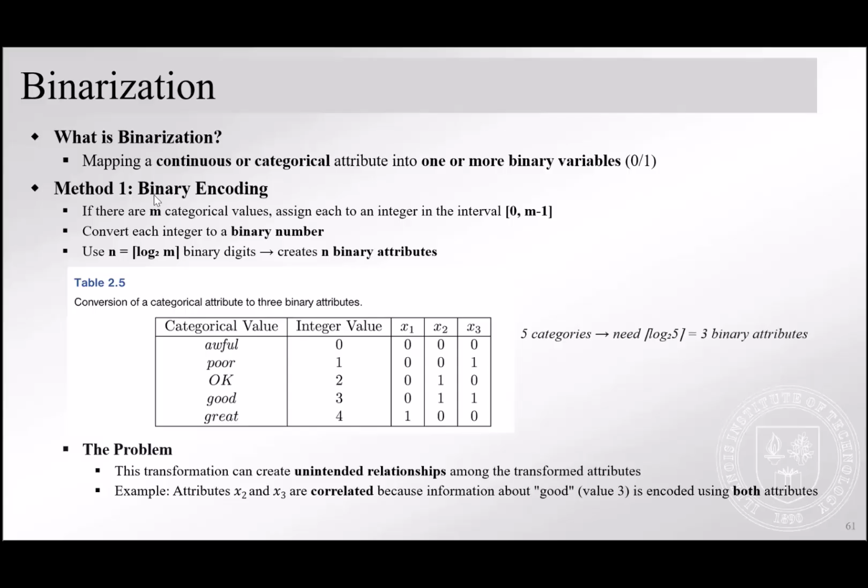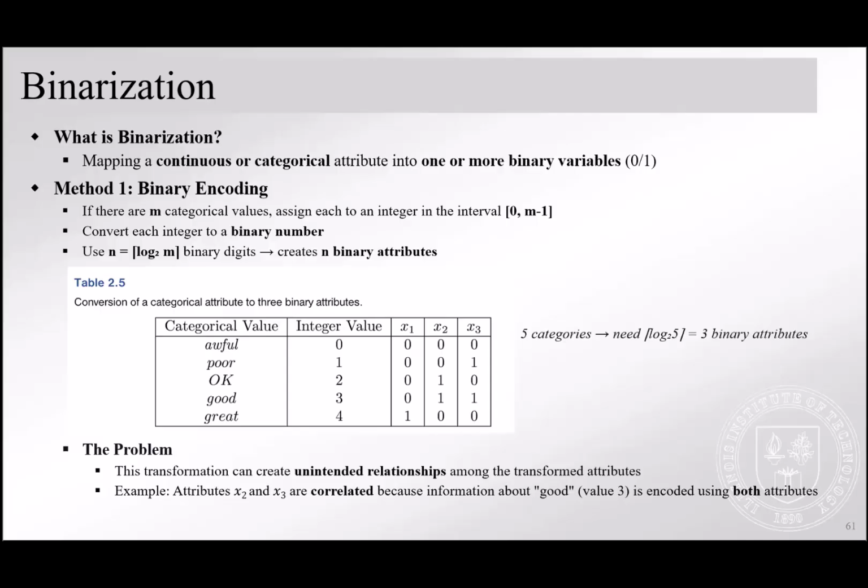And you need how many bits? You can compute that as follows. Use n equal to how many bits you need in order to represent all the values that you have. You need to find out how many binary digits. So you can use the ceiling of log base 2 of m, which tells you how many binary digits. That becomes your new set of binary attributes.